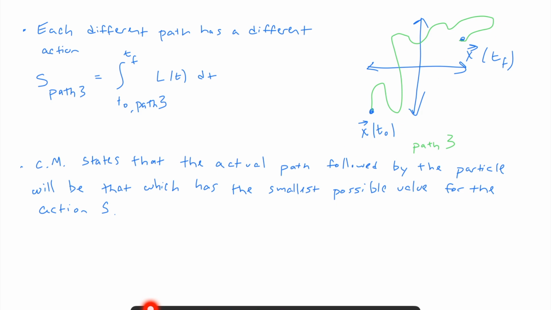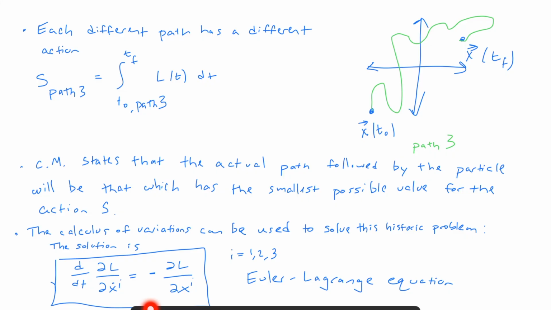So we just talked about 3 different paths, each of which has its own different action. You can look at every conceivable path between these 2 points, and the path that this particle will actually follow between x and x of tf is going to be that which has the lowest possible action. If you find any path that has a lower action, then that's the one that it's going to be. And if there's one any lower, it'll take that one. It'll actually do the specific one that has the lowest possible action.